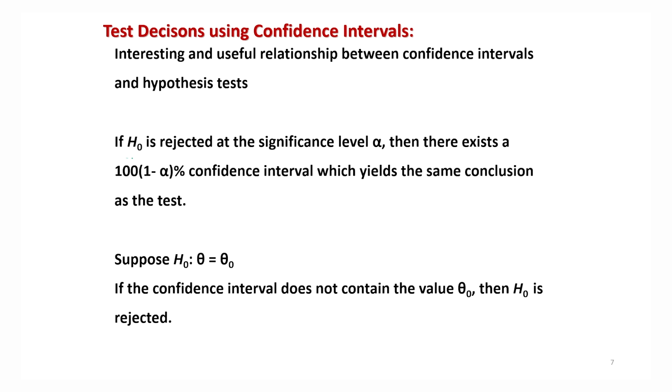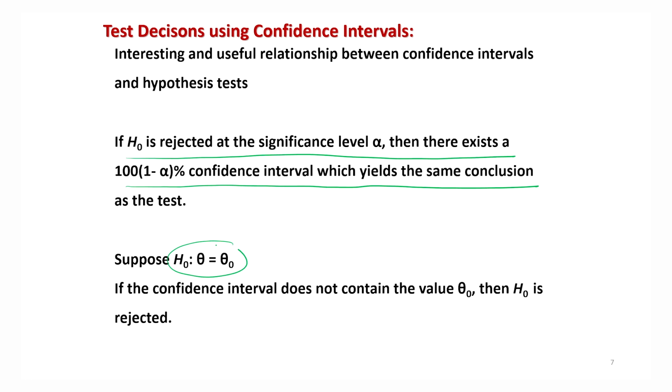So, we had learned that if H naught is rejected at alpha level of significance, then there exists a 100(1 minus alpha)% confidence interval which yields the same conclusion as the test. So, suppose my hypothesis is H naught: theta equal to theta 0. If the confidence interval does not contain the value theta 0, then H naught is rejected. Right. This is the same concept that we have used in the case of test of hypothesis.